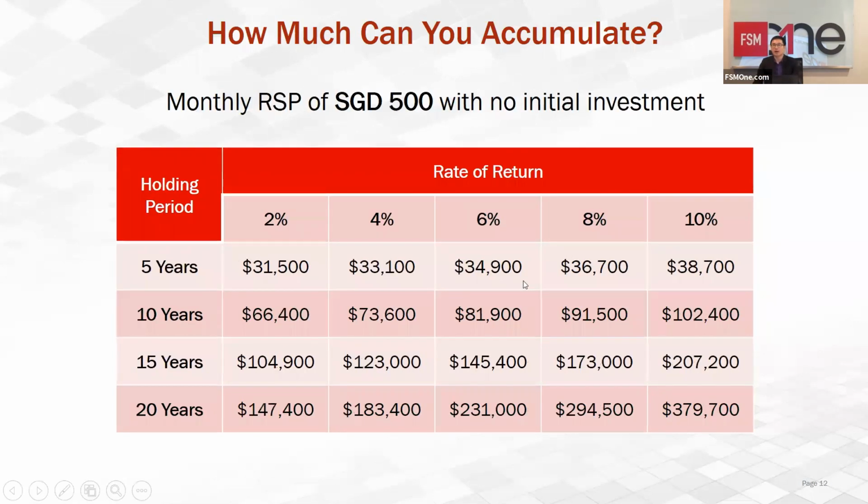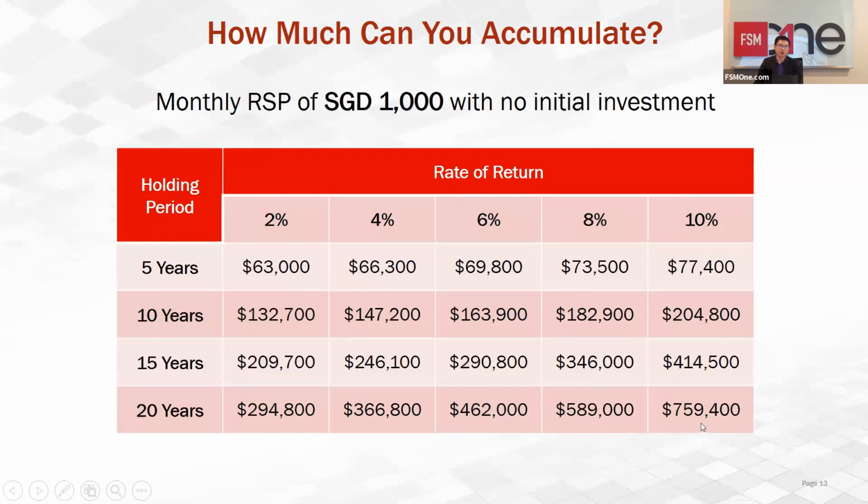Now, under an RSP of $500 per month scenario, of course the amount of money you can accumulate is more. Assuming a 10% rate of return, at the end of 20 years we can get a sum of close to 380K. And if you increase your RSP amount to $1,000 every month, if you're willing to set aside $1,000 every month, at the end of 20 years, assuming again a 10% rate of return, you are able to accumulate quite a big sum of money at about 760K.